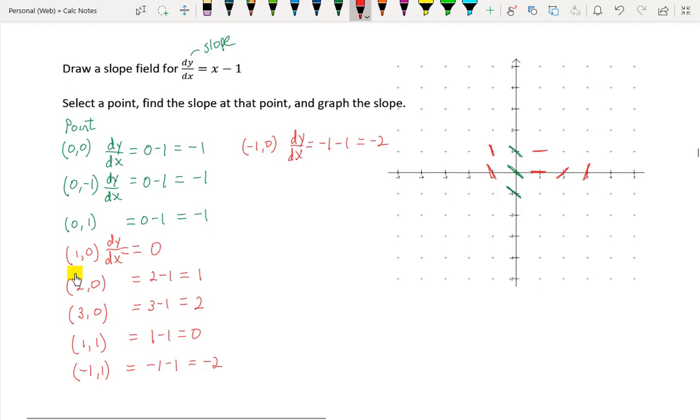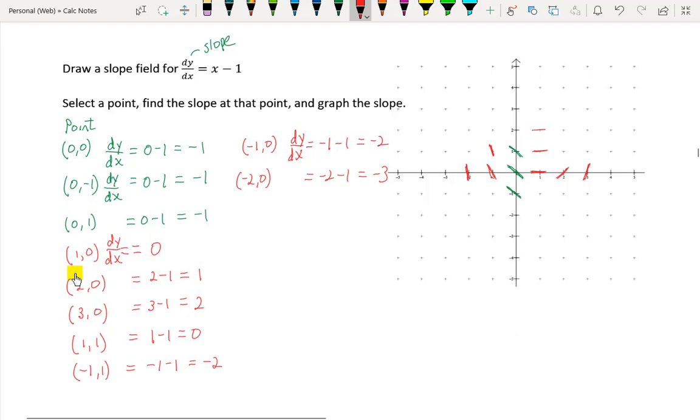And we'll jump around a little bit here. Let's try negative 2, 0. Negative 2 comma 0. So that's going to equal negative 2 minus 1. So now I'm at negative 3 for the slope there. So that's going to be even steeper than the previous one, so I'm going to go a little bit steeper there. And you can see that as we continue to do this, some of these are going to just repeat. Okay, so when we were at 1 for x, all of the slopes would be 0.